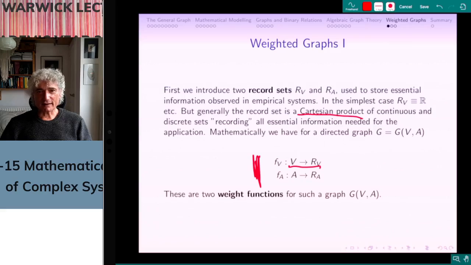Now you can, of course, not only weight vertices in the graph, you can also weight the arrows in the graph. In this case, you have to choose yet another record set Ra, but this goes completely analogous to the record set Rv. So Ra contains all the information you need to weight arrows. And both Fv and Fa are called weight functions.